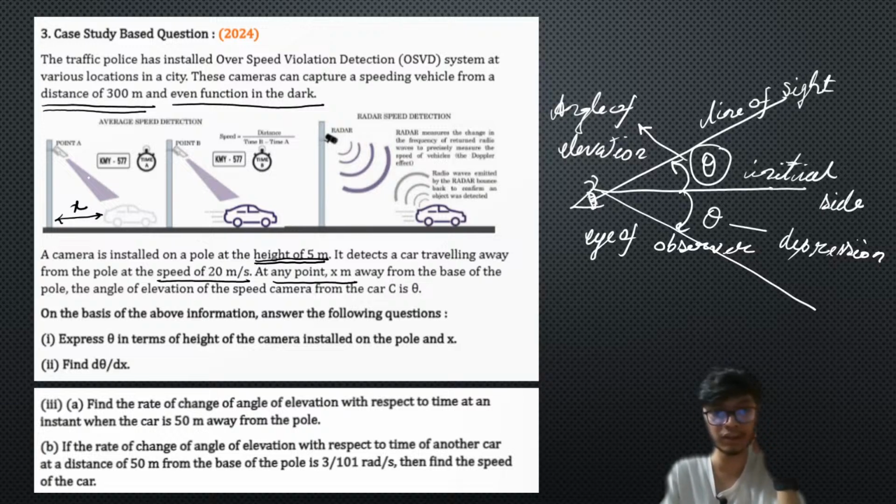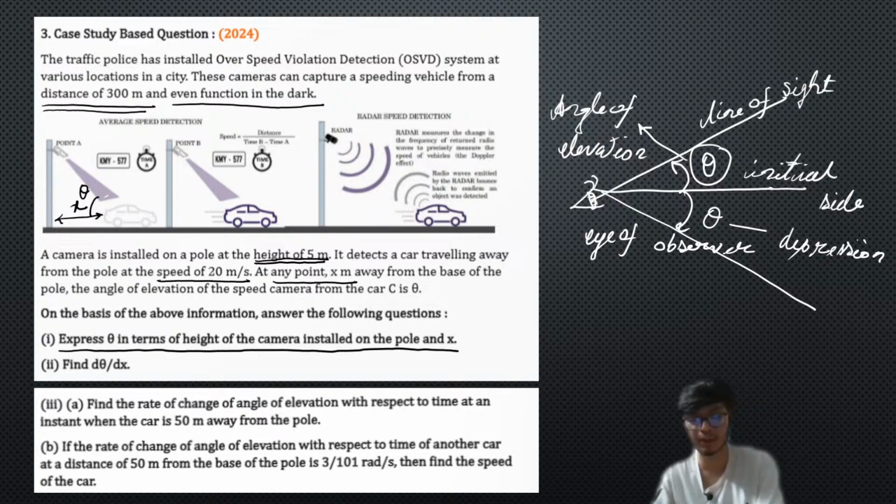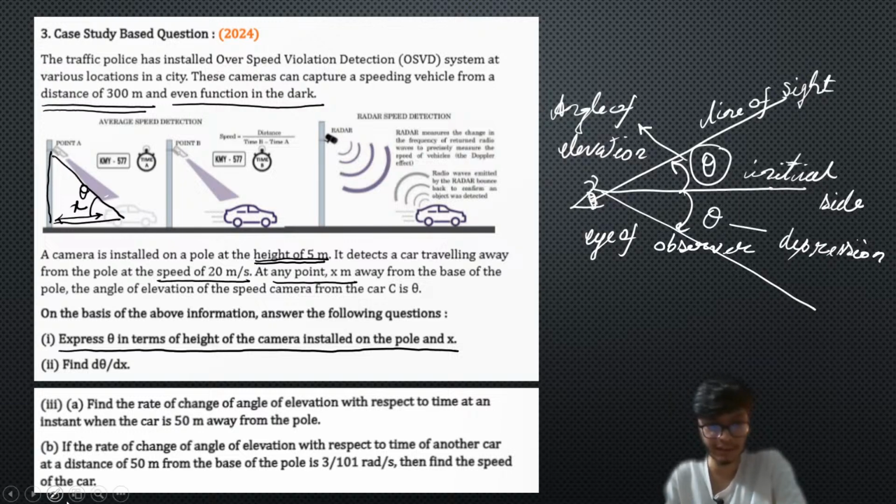It is said that this particular angle of elevation is given as theta. On the basis of the following information, it is asked in the problem to try to answer the following questions. First of all, you have to express theta in terms of the height of the camera installed on the pole and the distance x. If you look at this particular right angle triangle, you will find out that theta.